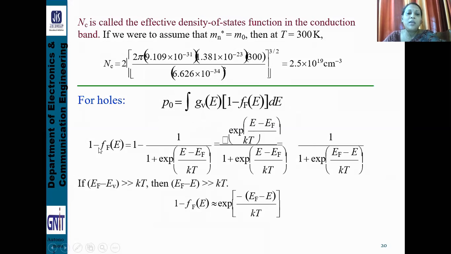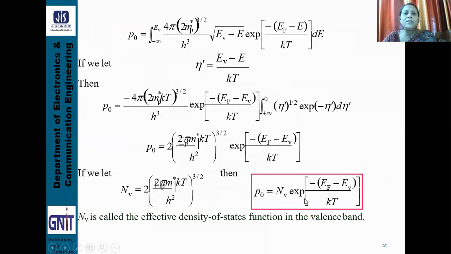So if we put here 1 minus Fe, the resultant formula is like that. Fe, we know, is the Fermi-Dirac distribution function, and I have put 1 minus this one. After approximation, the formula comes 1 minus Fe equals exponential minus (Ef minus E) by kT, if we consider Ef minus Ev is very, very much greater than kT. Okay, so moving to our next slide.